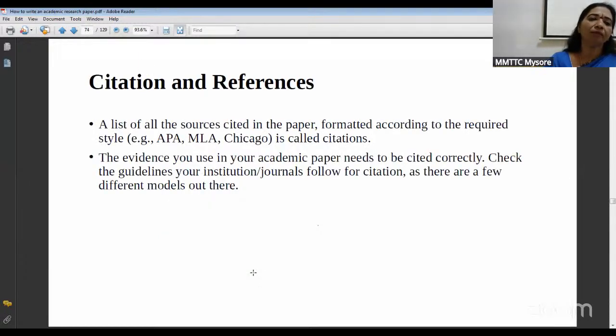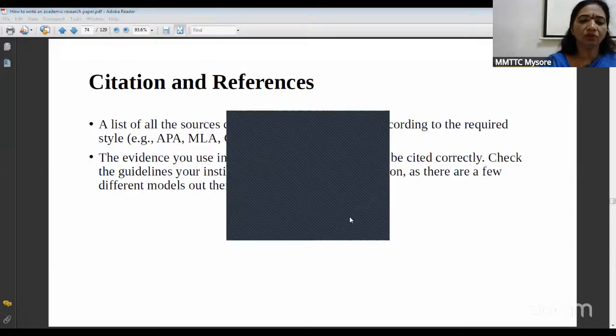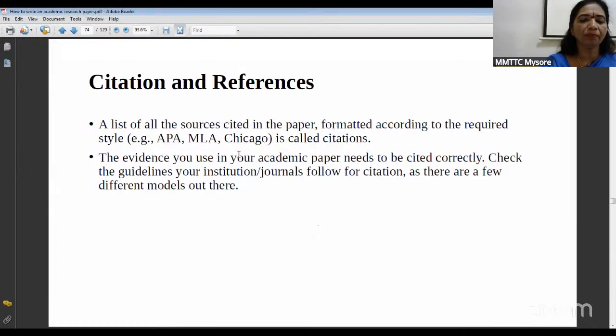So the last step is citation and references. A list of all the sources cited in the paper, formatted according to the required style. I told in the last class, APA, MLA, Chicago, all these different forms of citations are there, depending upon the paper requirement. Okay, so a particular paper will have a particular requirement. According to the guidelines of the journals or the institutions, we have to follow a particular citation method.